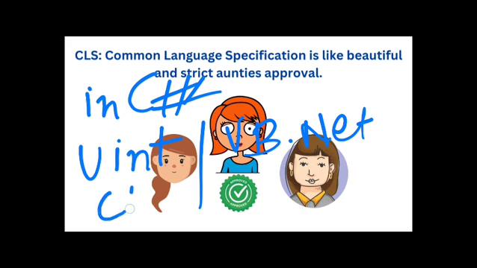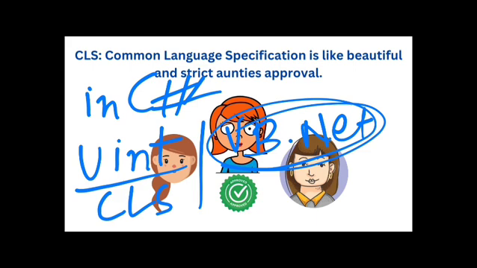So what does CLS do? CLS just stops it. CLS ensures that code written in one .NET language won't confuse or break another. So uint would confuse VB.NET, and that's why CLS does not approve it. Understand? It behaves like aunties at a wedding.